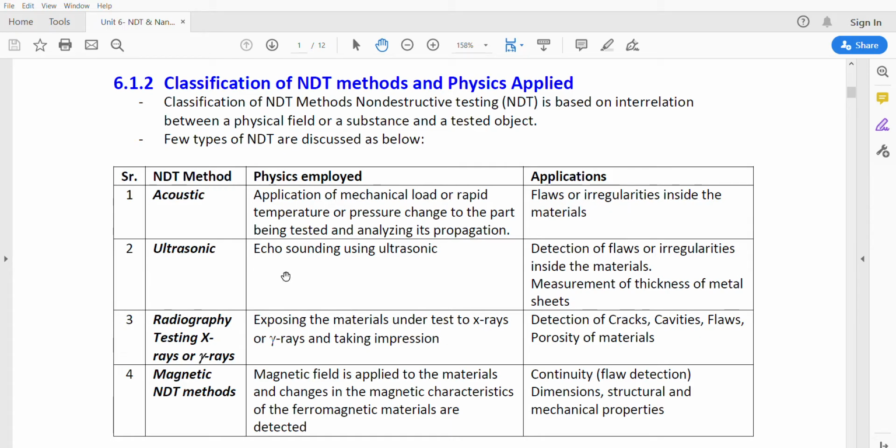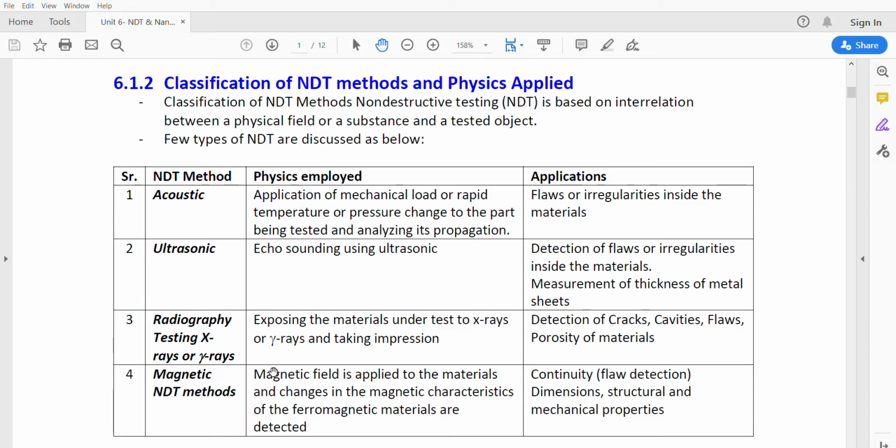materials. So ultrasonic testing is like echo sounding, sending ultrasonic waves into the particular material that we are going to test for that sample. Understanding the graph means detection of flaws or irregularities inside the material. Measurement of thickness of metal sheets: by applying this method, we can measure the thickness of the metal sheets also.